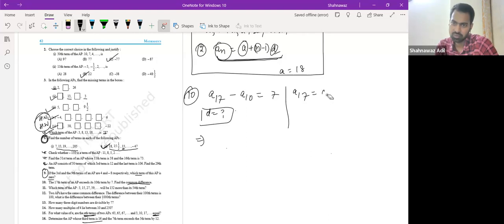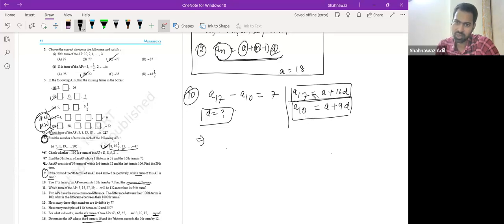A plus 17 minus 1 equals, sorry, D. Yes, so 17 minus 1, 16D. Okay, sir. And A10 we also know. A10 is how much? A plus 9D. Absolutely correct. Good. So we know A17, we know A10. So we just plug in these values.